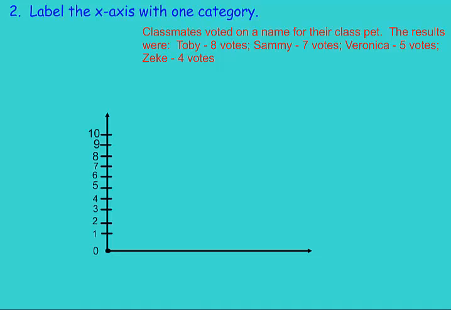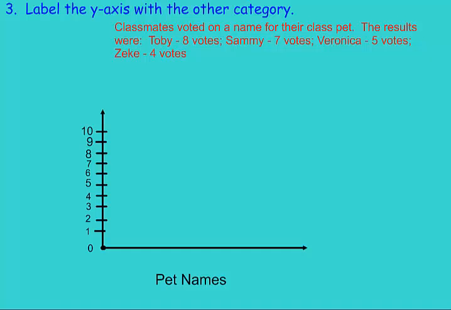Secondly, we need to label the x-axis with one category. Remember, the x-axis goes across the page, and the category here we're going to name the pet names. This is where we will list the different names. The next thing is to label the y-axis. Well, we have the scale there, so the label must indicate what the scale is, and that's the number of votes.